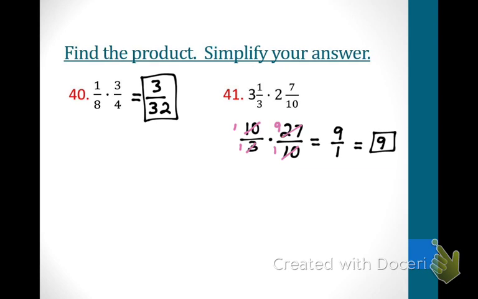Okay? Excellent job today. That is all that we're going to cover today, through problem 41. Tonight's homework is to finish the rest of your review sheet all the way through problem 60.